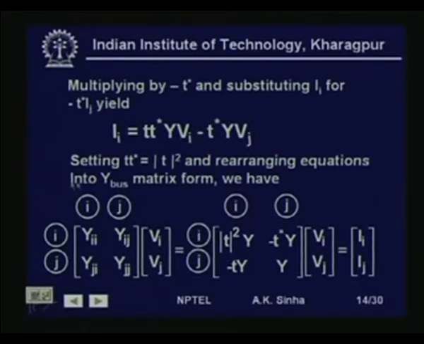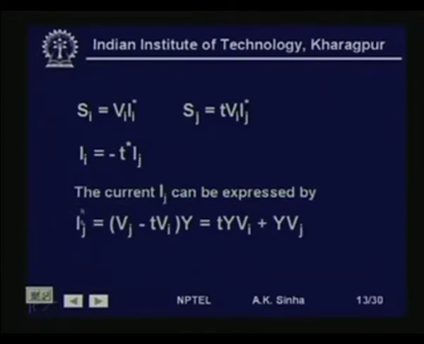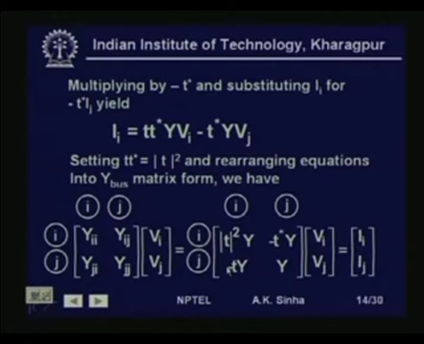Therefore, rearranging the equations into a Y bus matrix form, we can write the equations as Yii into Vi plus Yij into Vj is equal to Ii. In that form, we will have T square y, minus T conjugate y. So, T square y into Vi minus T conjugate y into Vj is equal to Ii. And the other equation that we have from here, Ij is equal to minus T y Vi plus y Vj. So, minus T y into Vi plus y Vj is equal to Ij.